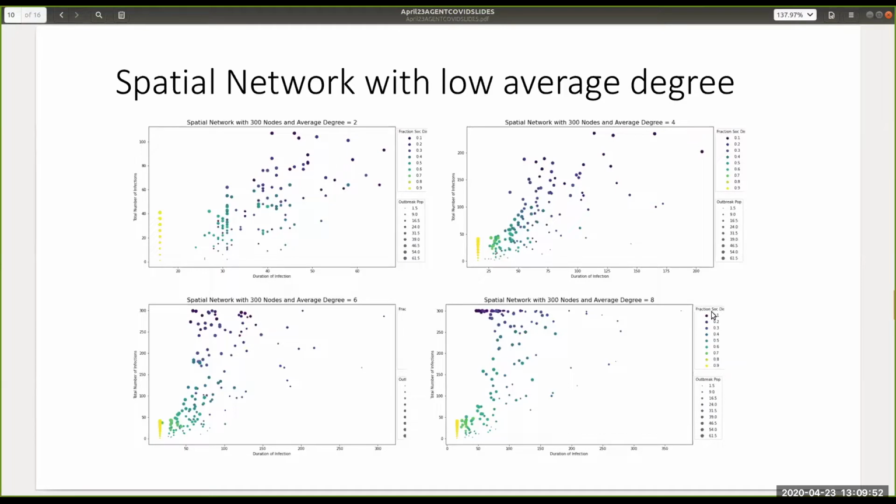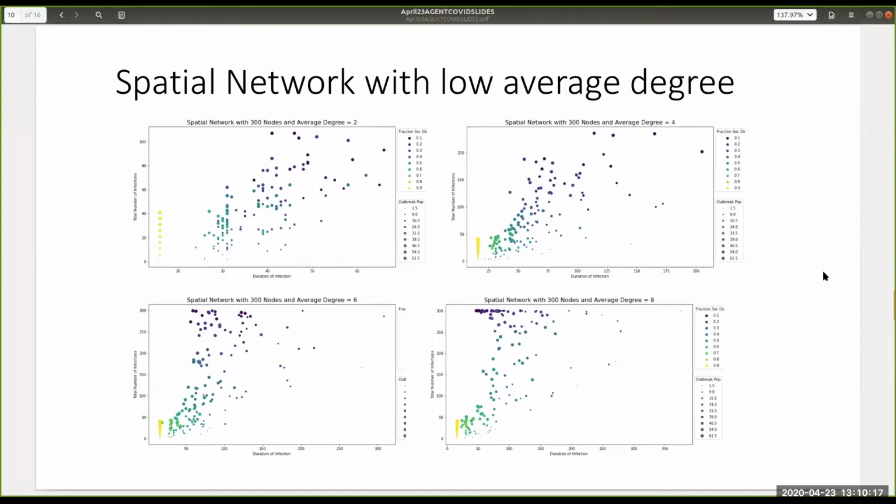You do see that if you have a high percentage of people practicing social distancing, which is the yellows and the light greens, those tend to have a small total number of infections and a small duration of infection. When you have very little social distancing going on, this is the dark blue and purple, then you have many more people infected. It also burns through pretty quickly.